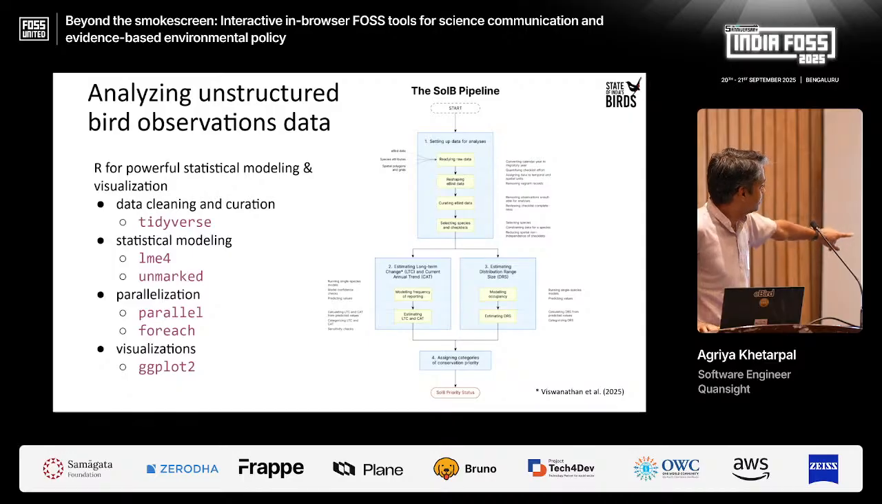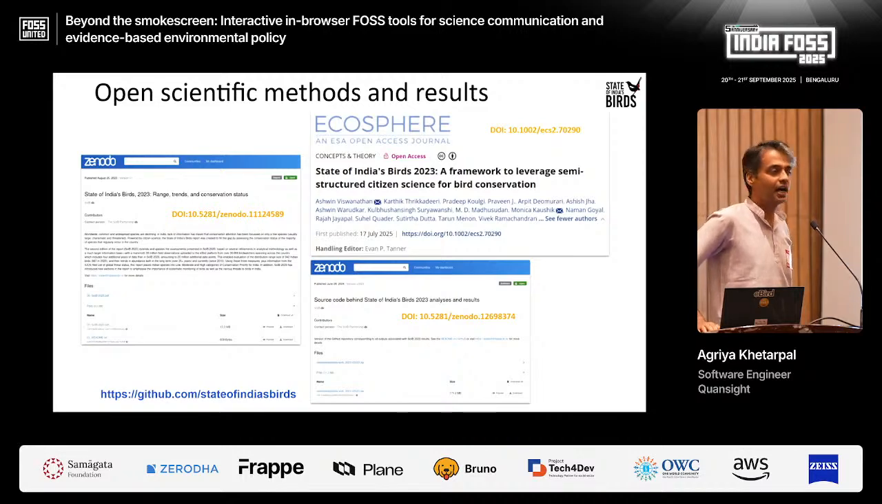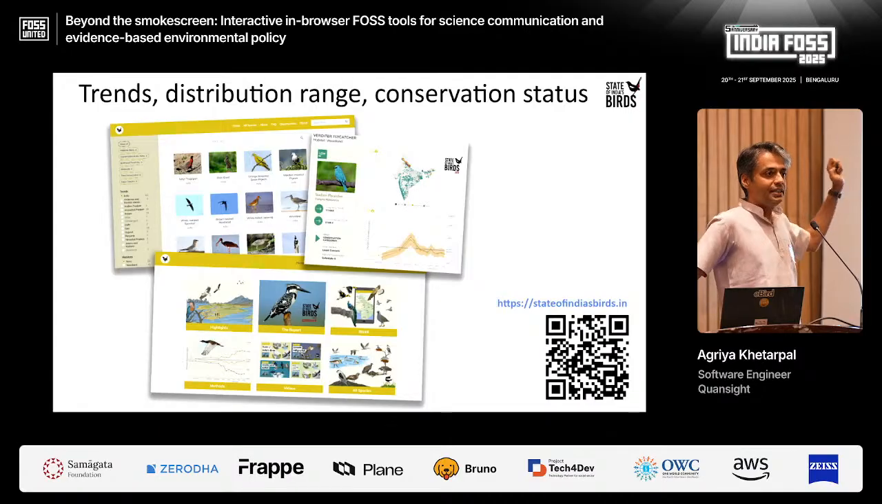All of this scientific work, whether it is methods or results, is public. All the code is public. It's archived in an archiving platform, Zenodo. Our GitHub account has all the code involved. All the results also, like I said, for every species, we're able to produce the trends and distribution.